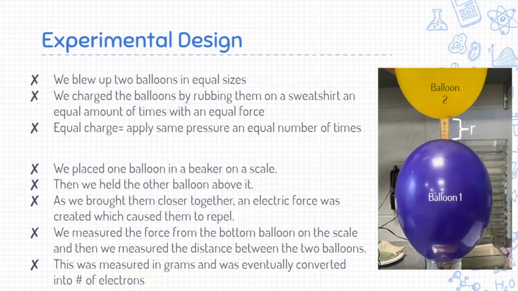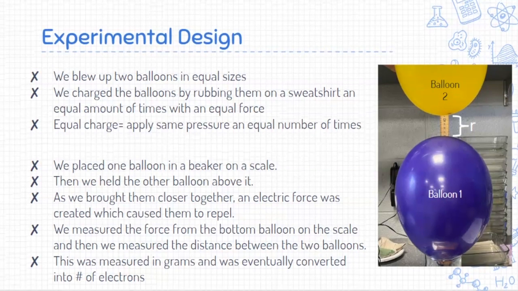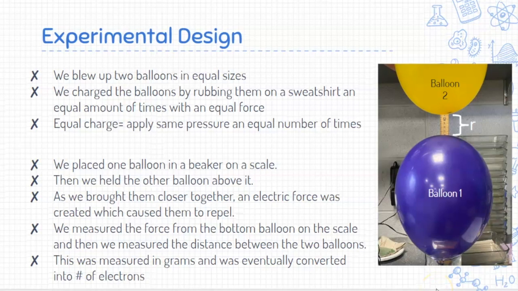We then placed one balloon on a beaker and zeroed it. The beaker was used to stabilize the balloon on the scale. Then we held the other equally charged balloon above it. As we brought them closer, an electric force was created between the two charges, causing them to repel. We measured the force from the bottom balloon on the scale, and then we measured the distance between the two balloons. This was measured in grams and was eventually converted into the number of electrons.